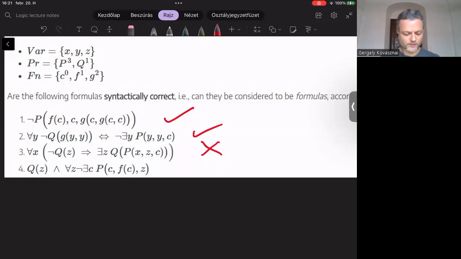Let's check out the last one. Long story short, I can immediately spot an error. Here, I'm using an existential quantifier followed by a constant. This is prohibited. A quantifier must always be followed by a variable, and C is a constant, so this is not correct either.